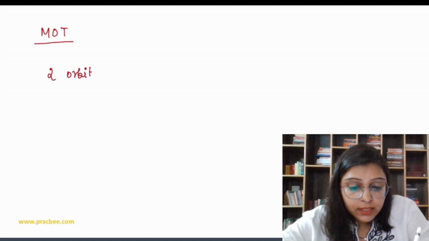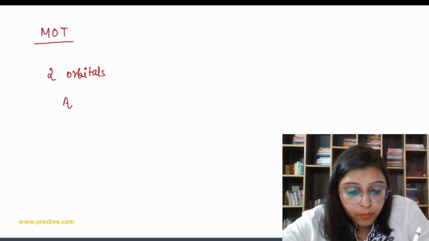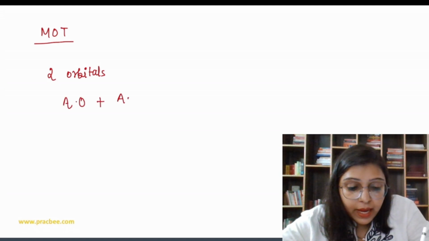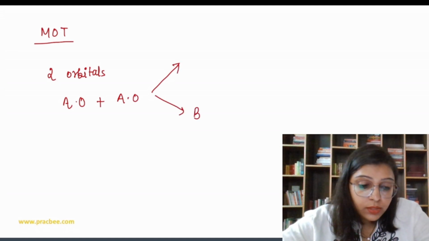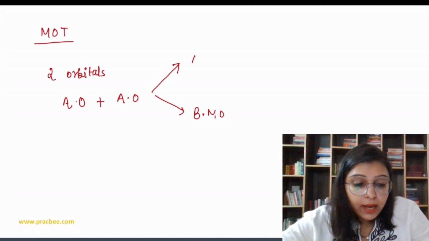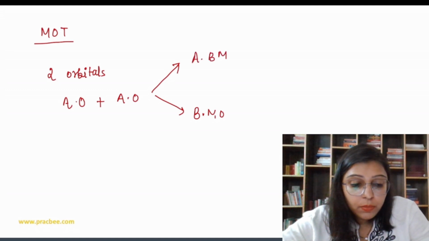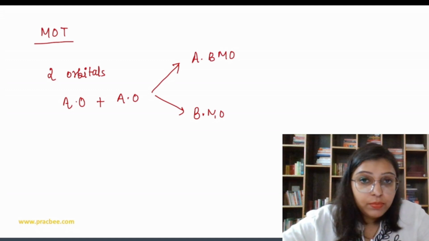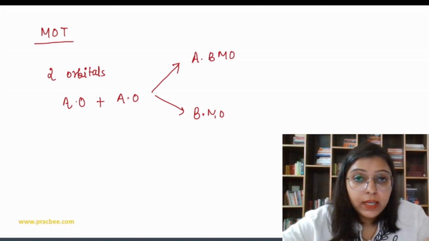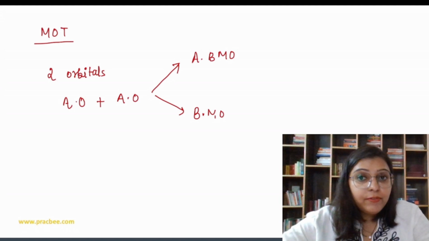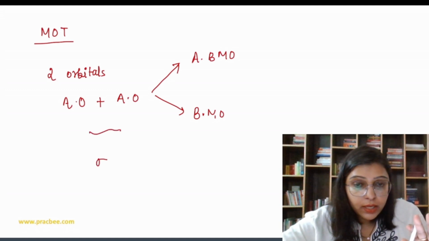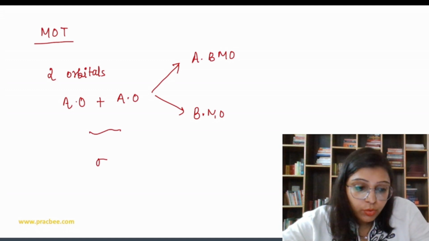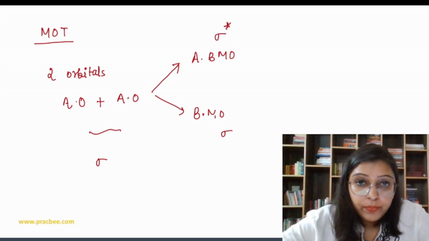If two atomic orbitals combine, then they form two types of molecular orbitals. One is going to be the bonding molecular orbital, and the second is going to be the anti-bonding molecular orbital. So if we have the sigma bond between these two atomic orbitals, then BMO is going to be sigma and anti-BMO is going to be sigma star.